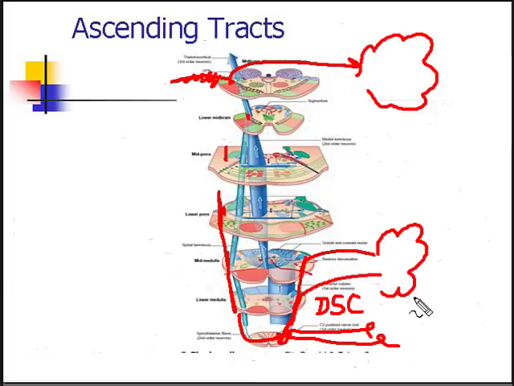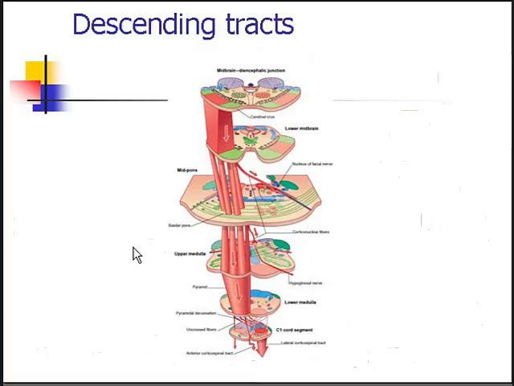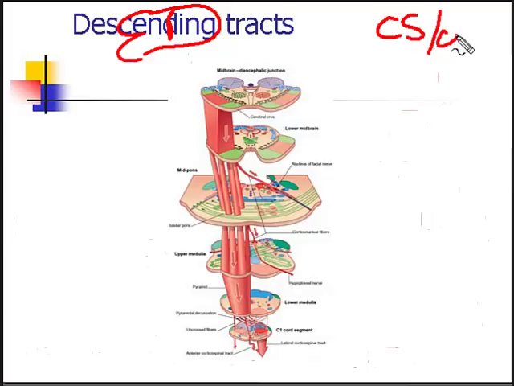Let's look at the descending tracts. So these descending tracts we had formed in the brain. The main ones that we mentioned were the corticospinal tracts or the corticonuclear. As they travel down from the brain, they go down the internal capsule, and from the internal capsule they come and lie in the midbrain.